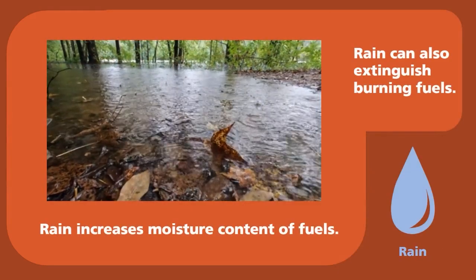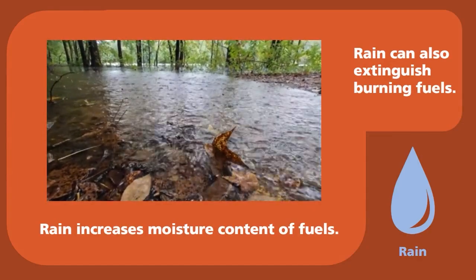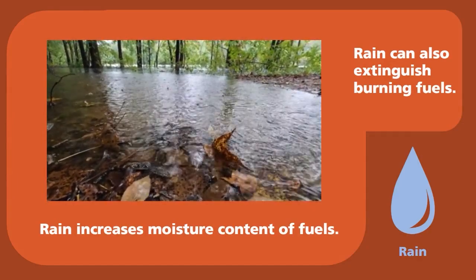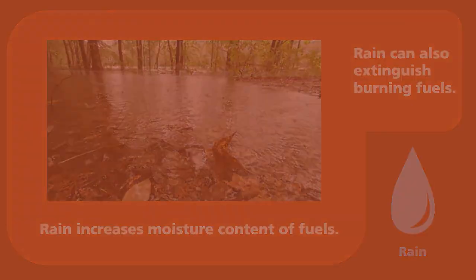Rain has an impact on fuel by directly increasing the moisture content. The larger the amount of rain, the greater the increase in the fuel moisture. Rain will also extinguish burning fuel.